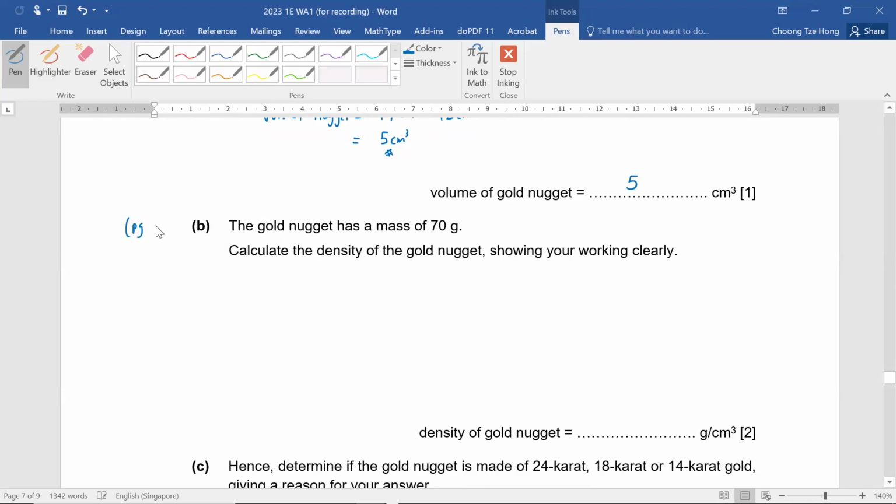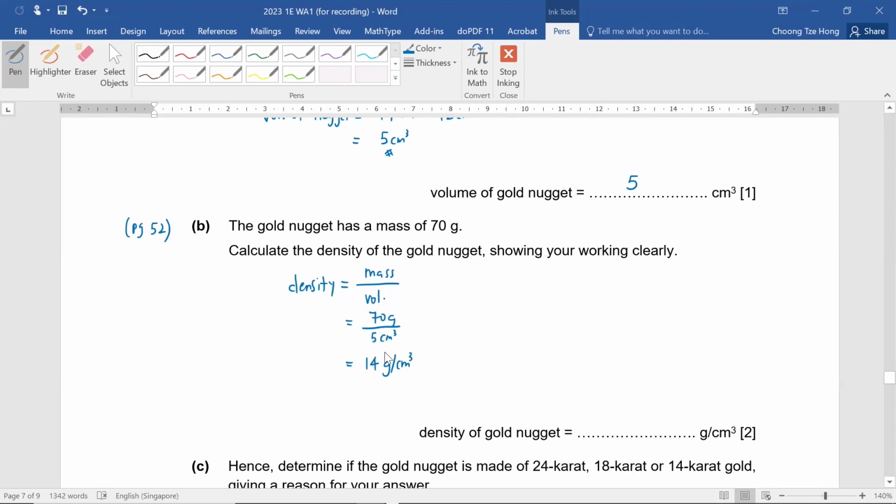Okay, this one to revise, you can refer to page 52 of your textbook. So density is equal to mass over volume. I recommend that you always write down the formula, because the more times you write it down, the better you can remember it. So the mass of the gold nugget is given as 70 and the volume is 5 cm cube. If you do the calculation, you end up with 14 grams per cm cube.